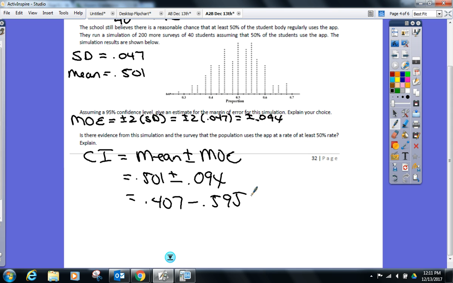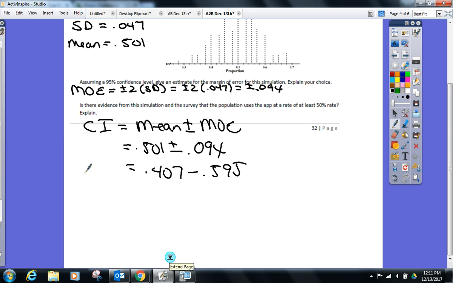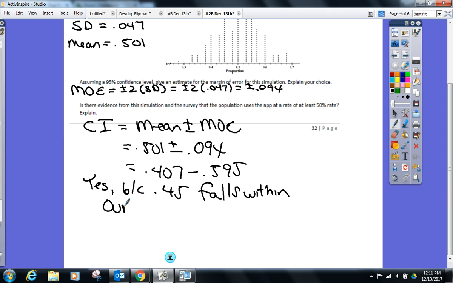If our sample proportion is within our confidence interval, we can say yes, there is evidence, because 0.45, our sample proportion, falls within our confidence interval. If your sample proportion falls within your confidence interval, then we are pretty confident that they'll use the app 50% of the time.